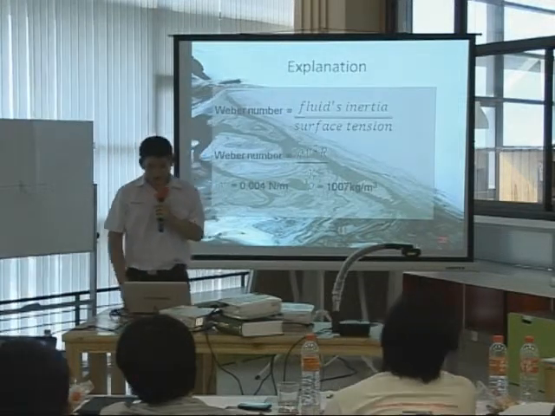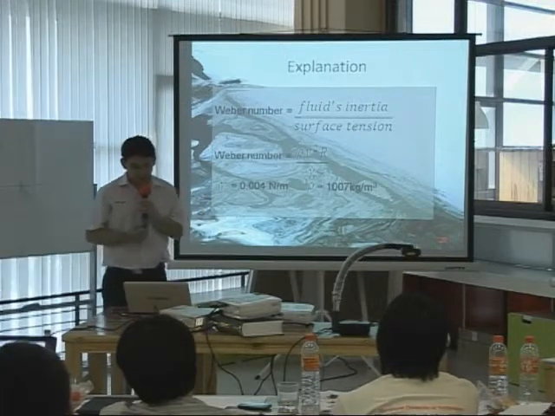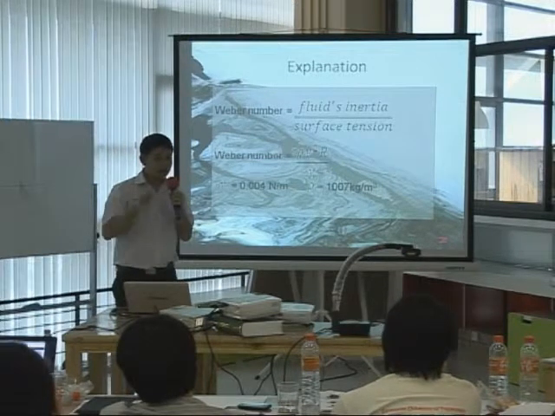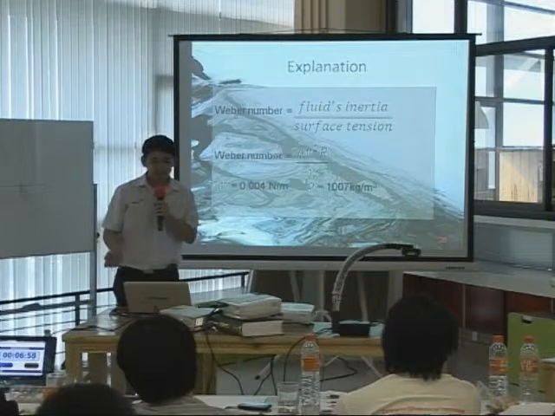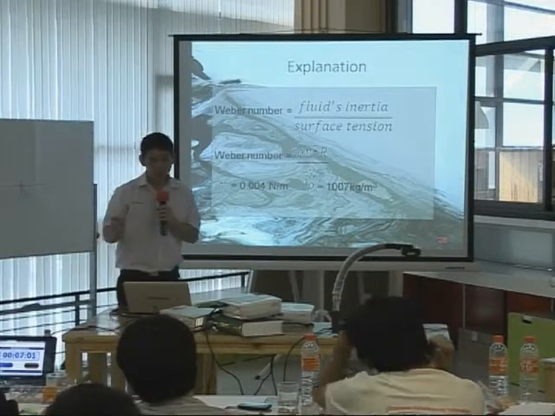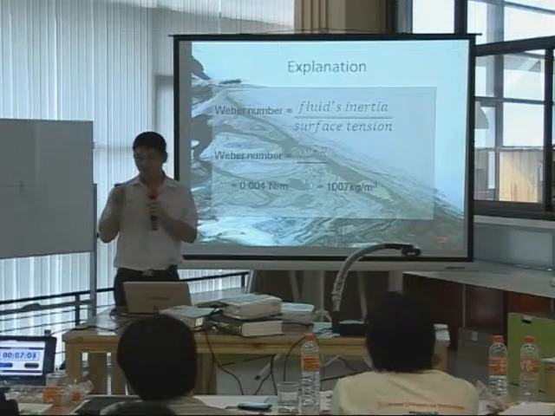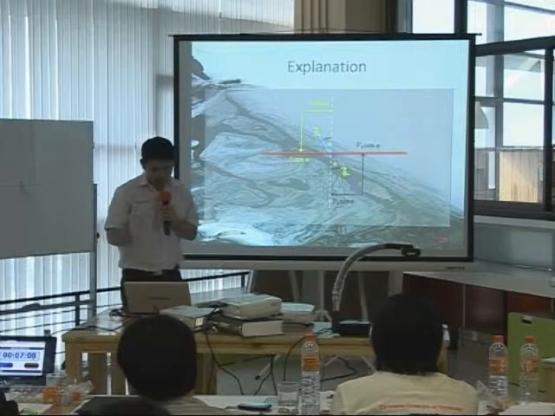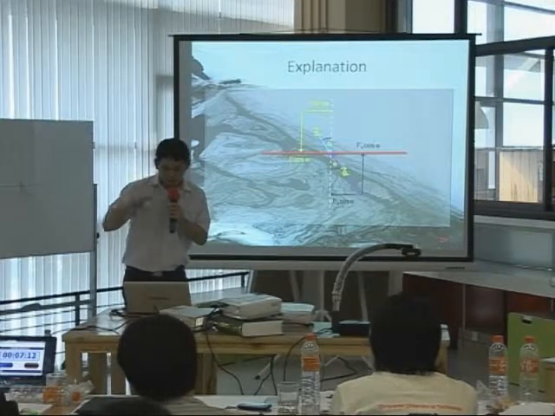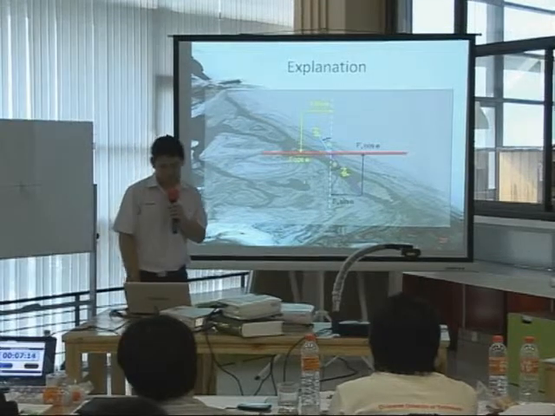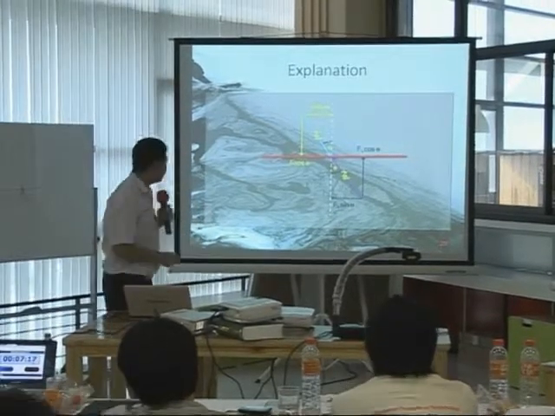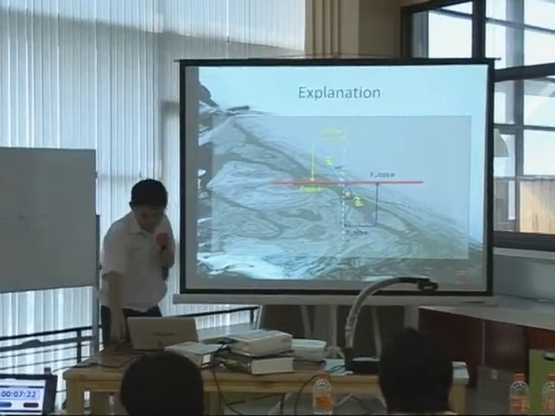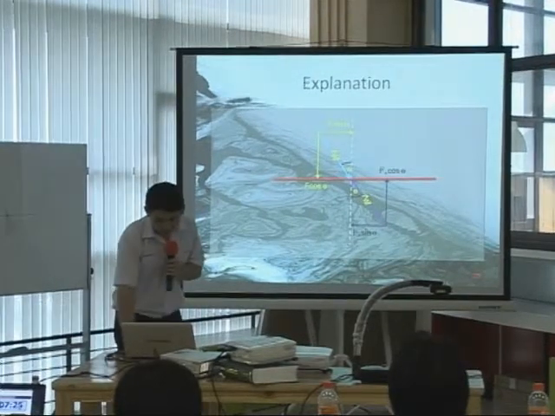For explanation, the Weber number, as I told you, is the ratio between fluid inertia and surface tension. In my case, surface tension is constant, so if the Weber number increases, that means fluid inertia will increase. So that makes a large force on the jet. And we know that the force depends on theta, which gives the result like in my experiment.